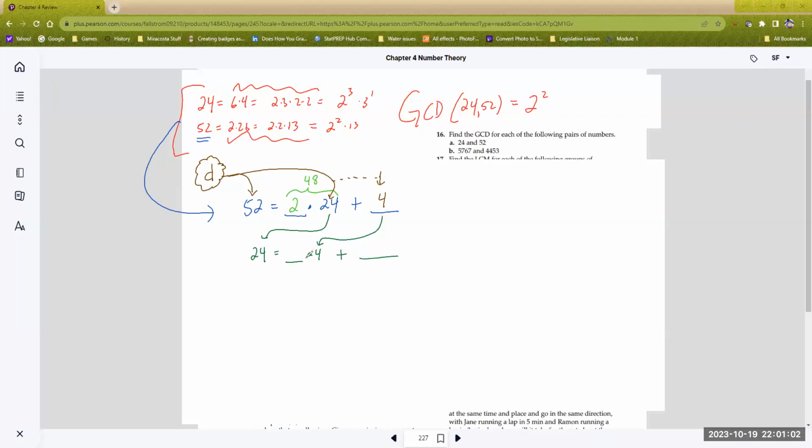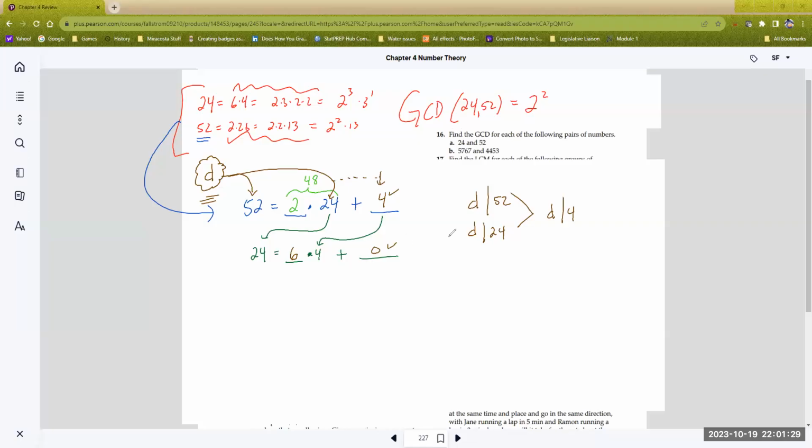And so we just rewrite it. How many groups of 4 are there in 24? There's 6 of those. 6 times 4 is 24, and there's a remainder of 0. So now, whatever this divisor is, our divisor has to divide 52 and it has to divide 24. And from those two, we know it has to divide 4, guaranteed.